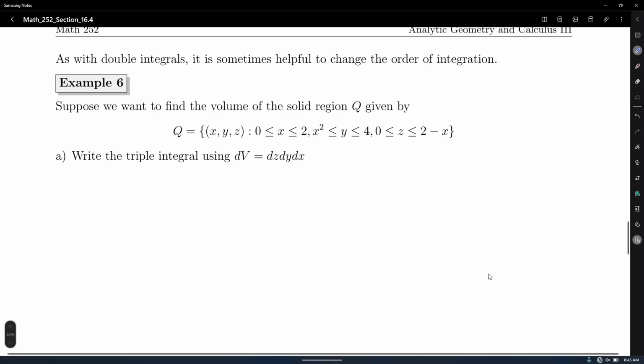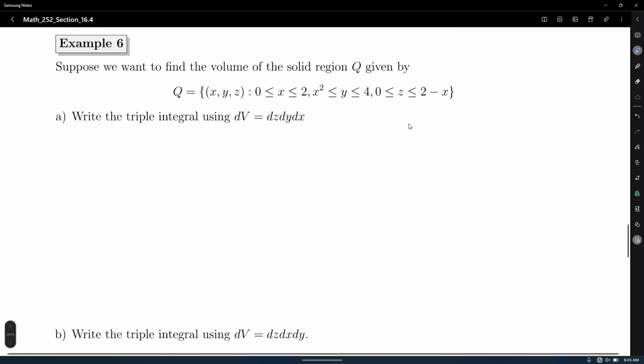Okay, so suppose we want to find the volume of the solid region Q given by Q, where x is varying between 0 and 2, y is varying between x squared and 4, and z is varying between 0 and 2 minus x. All right? Write the triple integral using dV, dz, dy, dx. Okay? That's all we want, in a straightforward way.